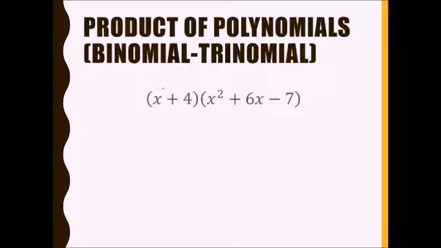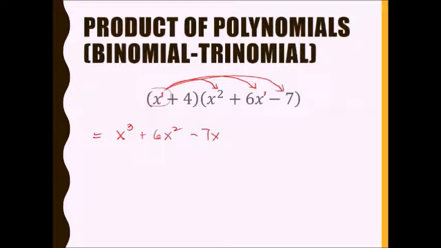No? So, for this one, i-apply natin yung process. So, let us take x and multiply it to x squared, 6x, and negative 7. Okay, so lagay natin siya dito. X times x squared, may 1 yan doon. So, x to the first times x squared is x cubed. X to the first times 6x is 6x squared. Kasi may 1 yan dyan. Then, x times x is x squared. X times negative 7 is negative 7x. No po.